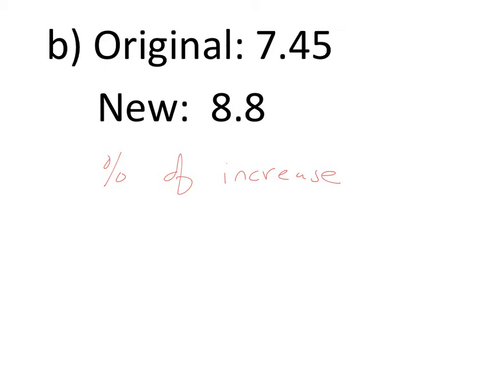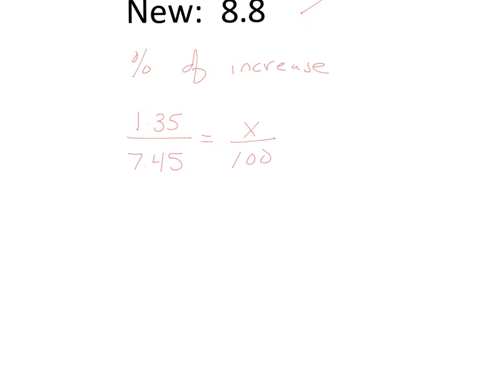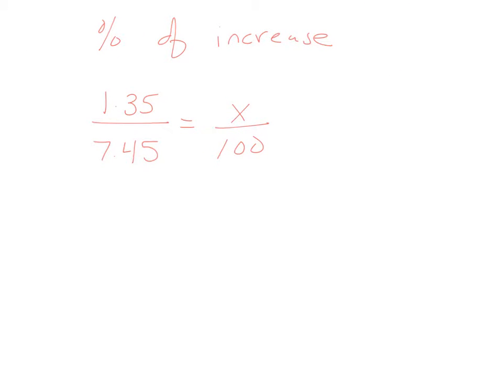Okay, so now difference over original. So let's find out how far apart these are. We're going to take 8.8 minus 7.85 and get 1.35. So difference 1.35 over original 7.45 equals x over 100. Okay. All right, so now we're going to go ahead and cross multiply. So I'm multiplying by 100 there.